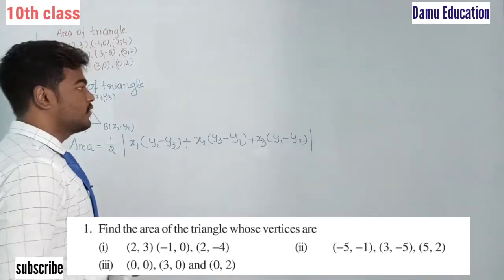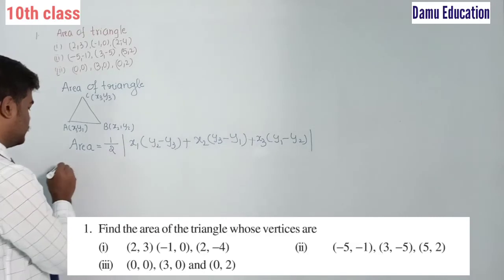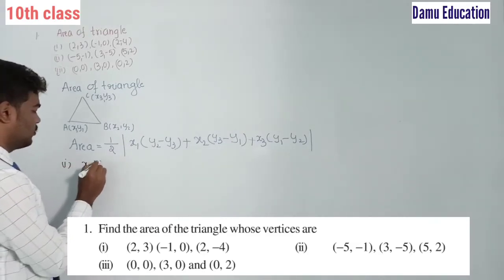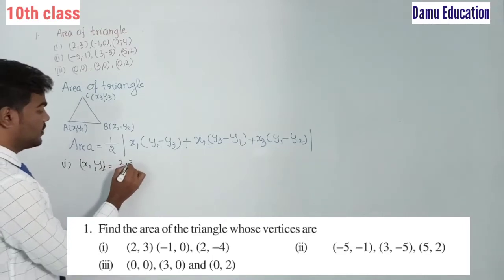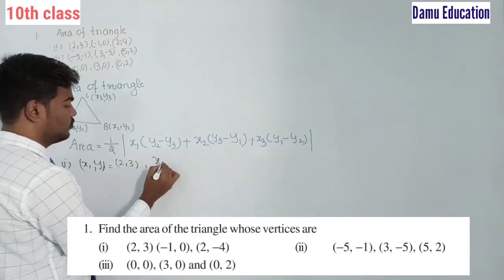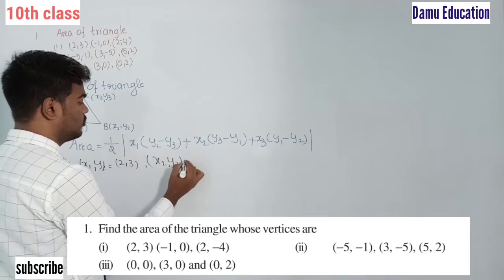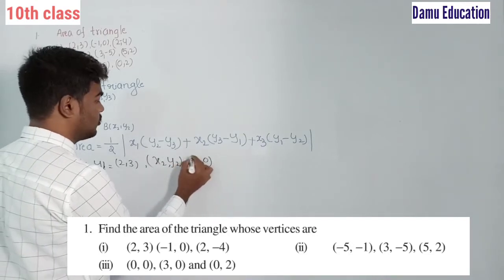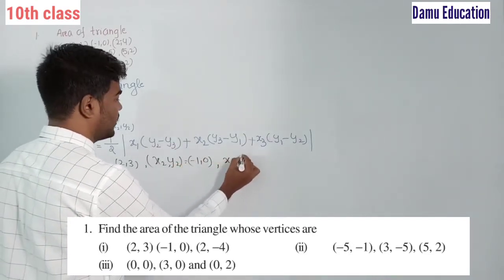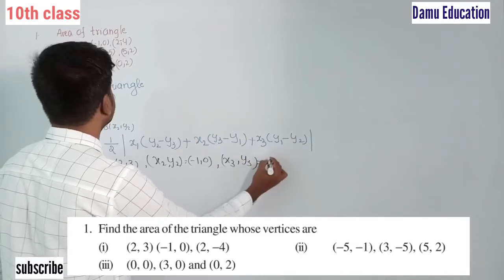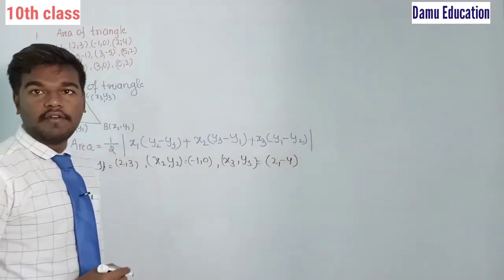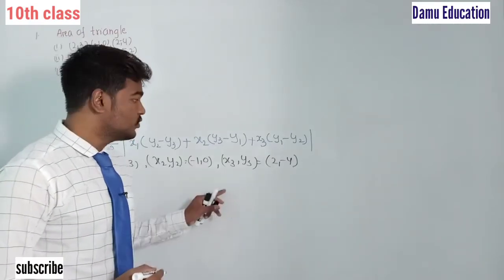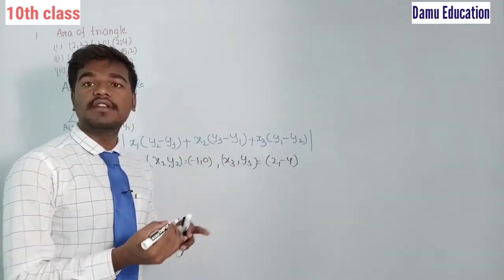So let's take the first one. The first one is x1 y1 equal to 2 comma 3, then x2 y2 is minus 1 comma 0, then x3 y3 will be equal to 2 comma minus 4. These are the coordinates. Let's substitute these values in the formula, then we are going to calculate the area.